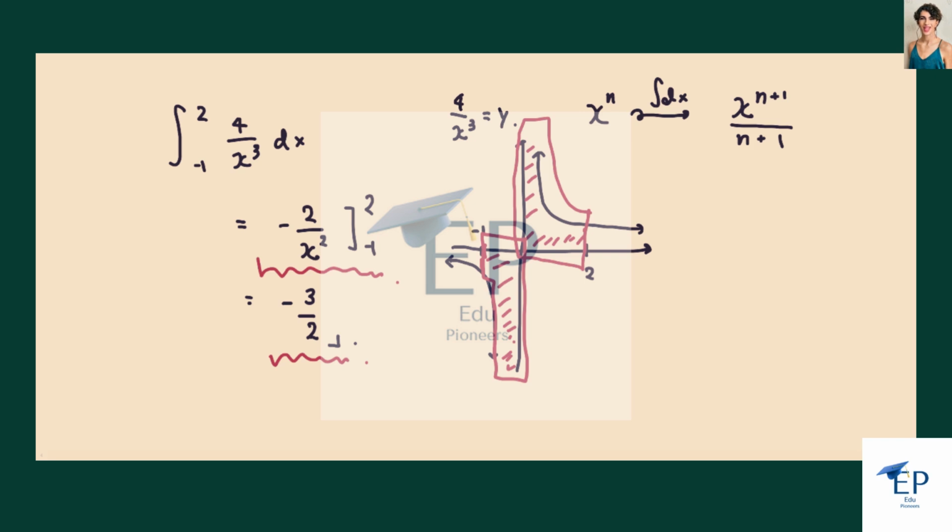In this case, this is not a continuous function between the interval -1 to 2. And that makes this an improper integral. So you have to take steps to make sure that you're doing it the correct way.